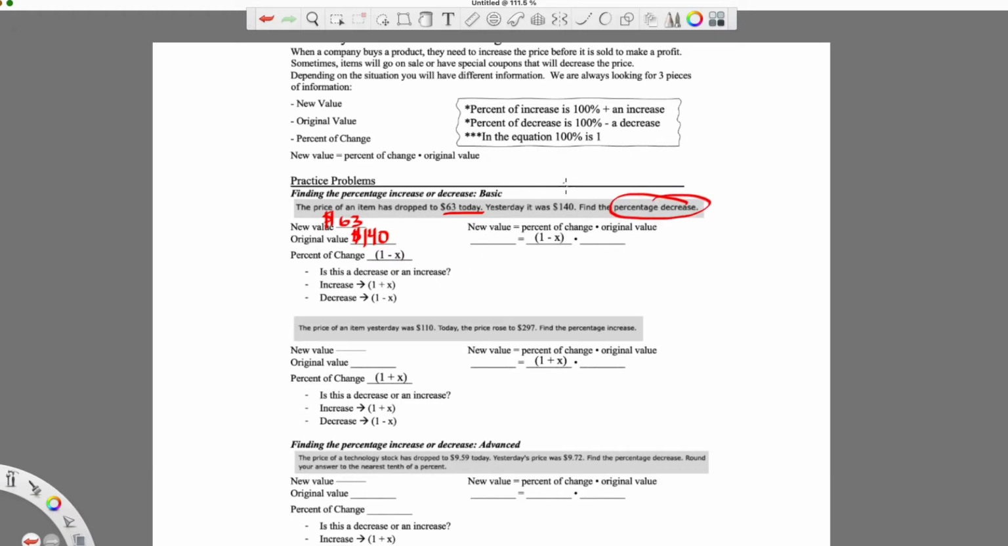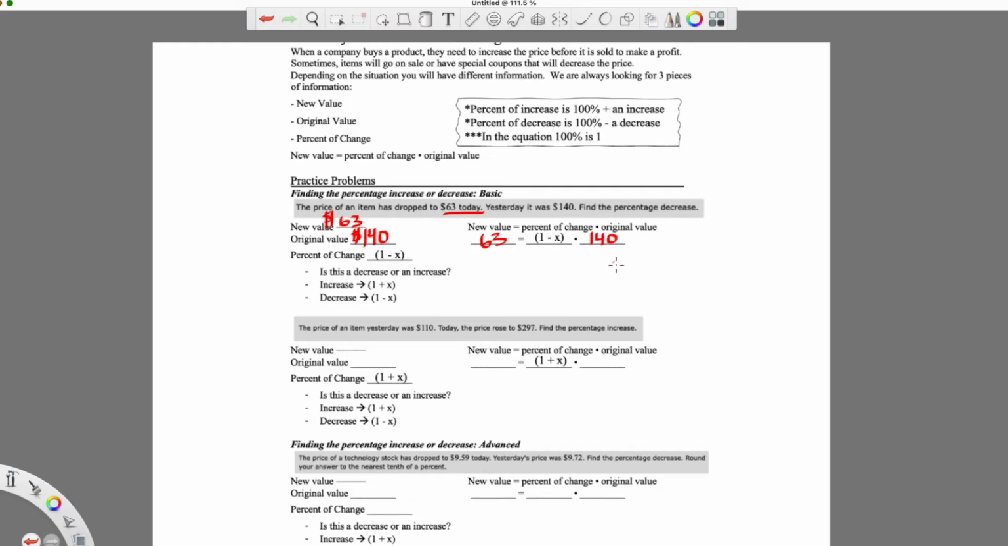So percent of decrease is different than the percentage decrease. They sound similar, but wording matters. So this is the percent of change, 100 minus the percent decrease. X is the percent decrease. That's how much I actually had off. If I got to walk in the store and I saw 20% off, that's my percent decrease. That's not the percent of decrease. So be careful about the wording there. All right, so now we're going to put it into our little formula here. So we have our new value, which was $63, equals 1 minus the percent decrease times the original amount.